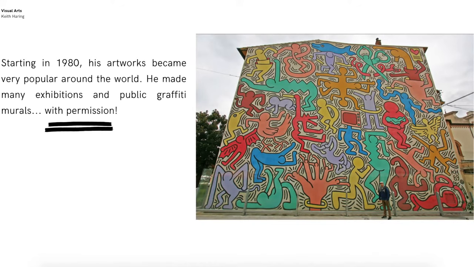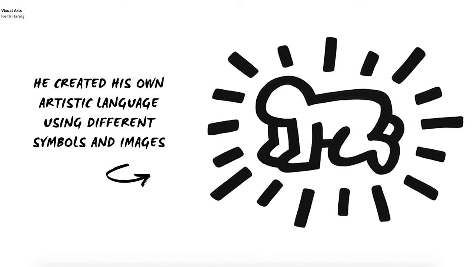At the beginning of the 1980s, his artworks became very, very popular around the world. He made many exhibitions and public graffiti murals, but this time it was with permission, so it was legal. Every city wanted to have a real piece of Keith Haring. He created his own artistic language using different symbols and images.